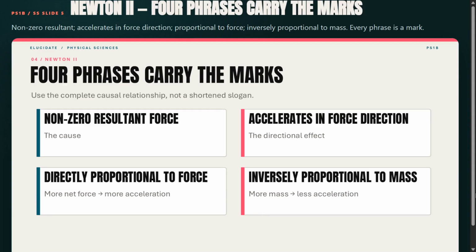Before we write your answer, hold this slide in mind. Newton's second law carries four examination phrases, and every one is a mark. Non-zero resultant force is the cause. The object accelerates in the direction of that force. Acceleration is directly proportional to the resultant force, and inversely proportional to the mass. In an exam, if you miss any one of these underlined phrases, you lose a mark. So when you complete the wording, protect all four.